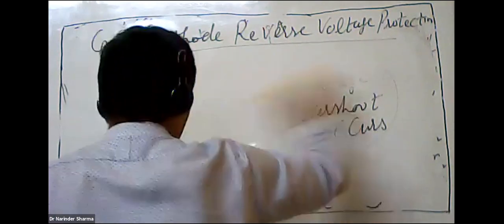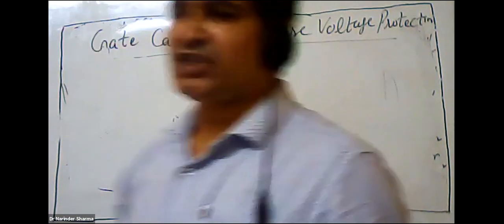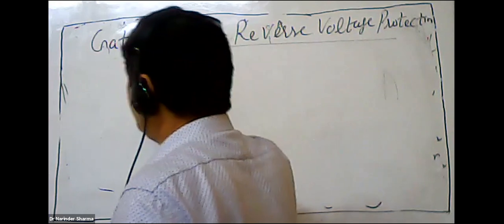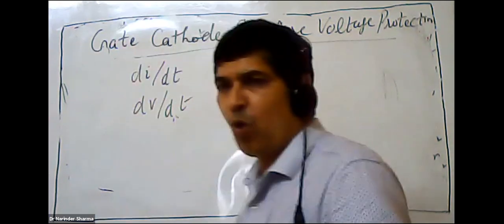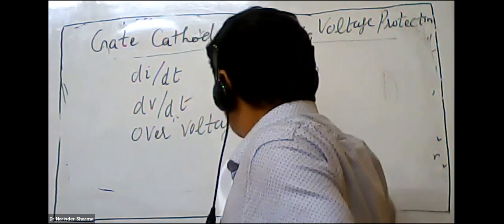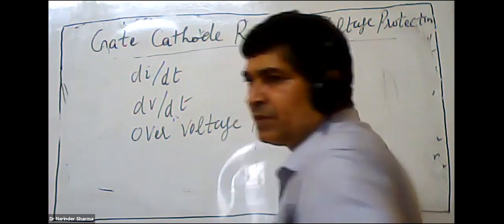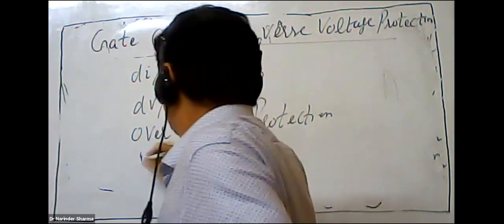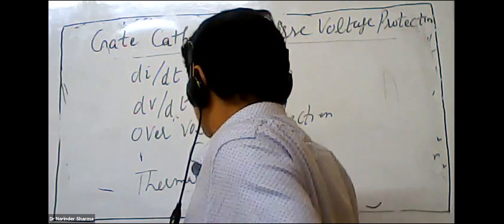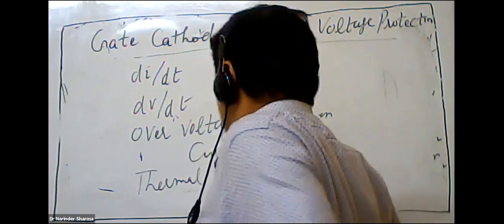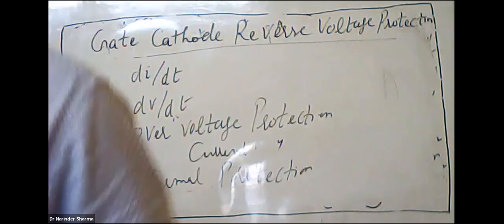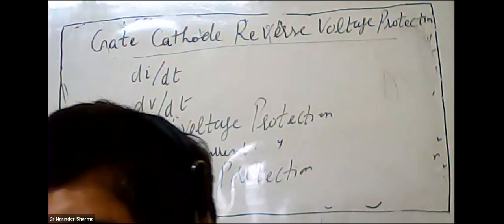Here, the different protection techniques are di by dt, dv by dt, over voltage protection, over current protection, and thermal protection. These protections are used to protect the SCR if there is any excessive voltage or current flowing through it.